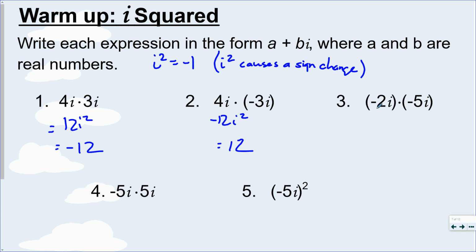So what's going to happen here? You get positive 10. Negative times negative is positive. But the i squared forces it to change to negative 10 again. How about negative 5 times positive 5? Well, that's negative 25i squared. But i squared forces a sign change to positive 25. And how about this one? Well, let's see. That becomes 25 positive i squared, or negative 25.